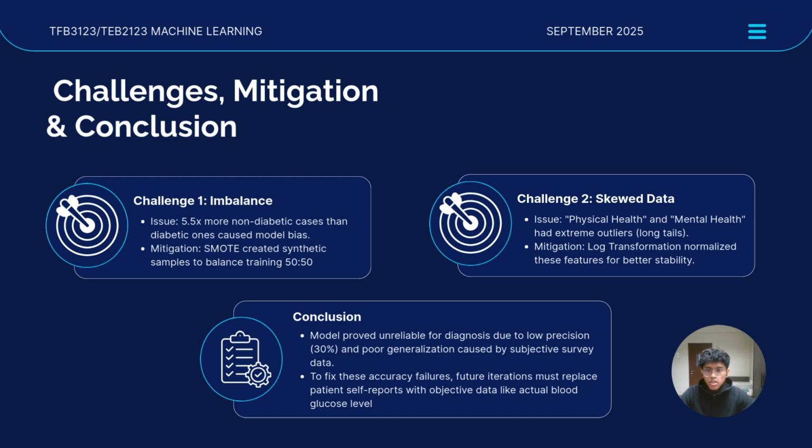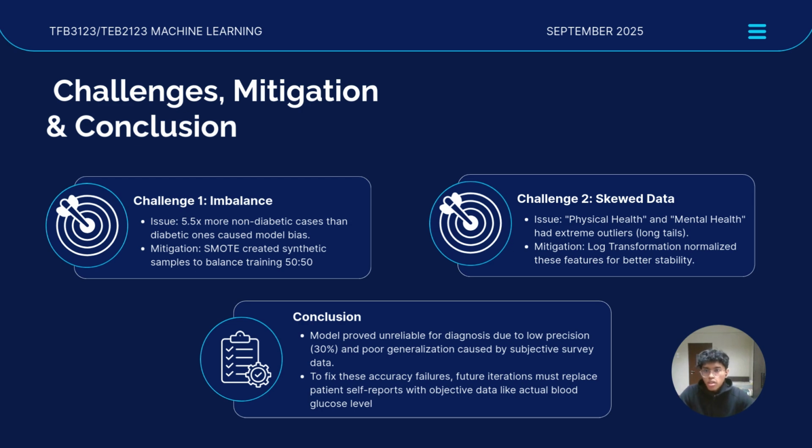The second challenge is that we dealt with skewed data distribution, specifically the physical health and mental health features that contain extreme outliers. To mitigate this, we applied log transformation to normalize the distribution of these features, making them more stable for the model to process.